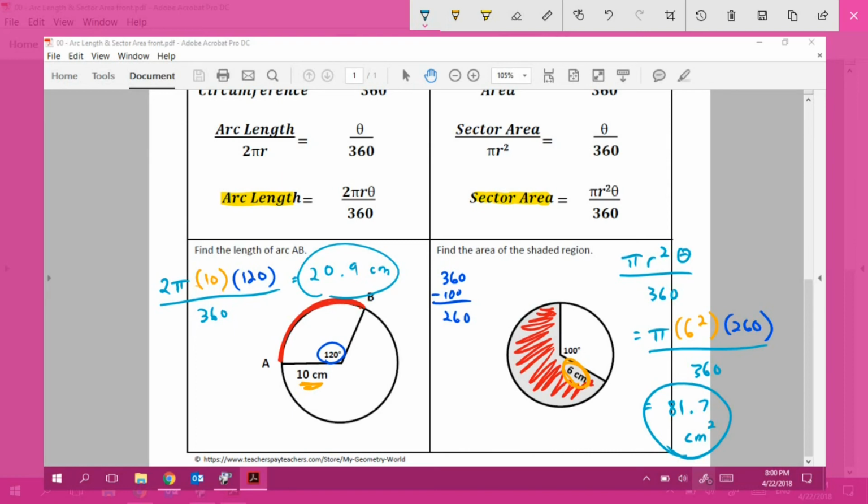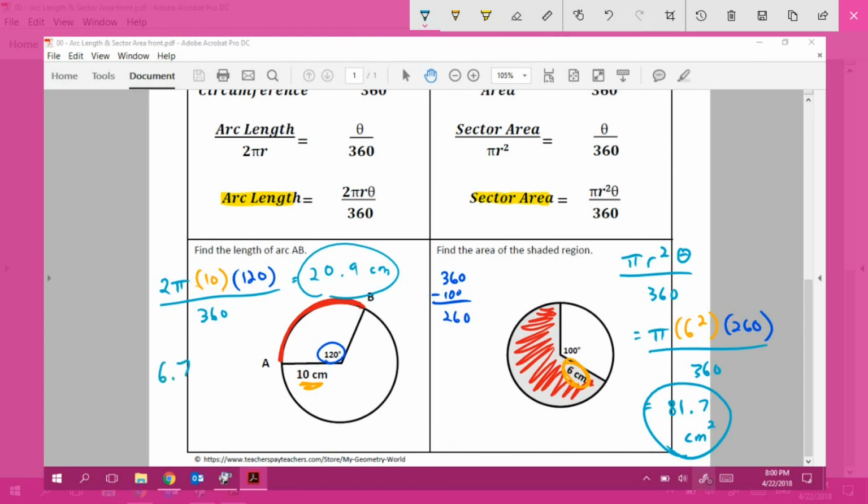Real quick, let's say we wanted my answers in terms of pi. How would I do that? For this first answer, the formula we had is 2 pi times 10 times 120 over 360. If I wanted to leave it in terms of pi, in the calculator, I would type 2 times 10 times 120 divided by 360. Notice how I didn't include the pi in my calculations. My answer is about 6.7.